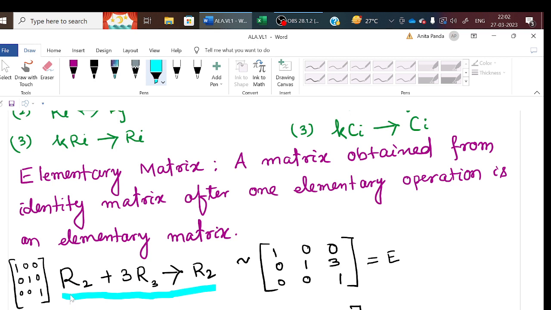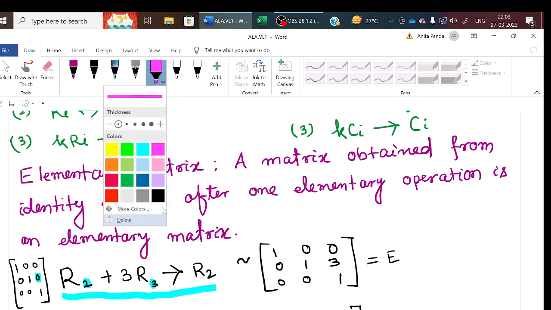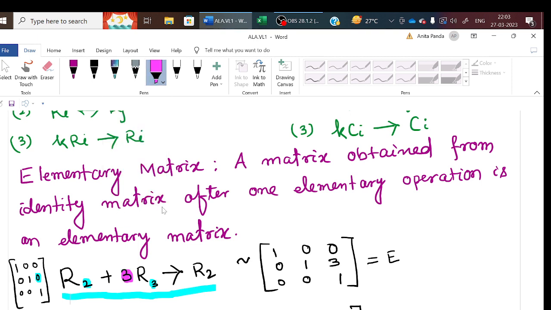Now here it is my identity matrix. The corresponding elementary matrix I am interested to write. What will I do? This 2, 3 position element I will collect, which is here. I will replace it by this 3 position element, which is written here. Now I will replace it to get this. So I got my corresponding elementary matrix.